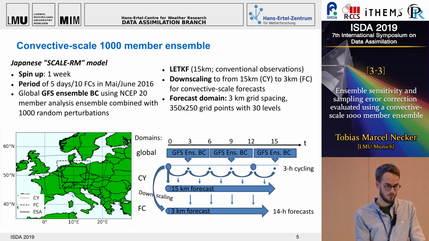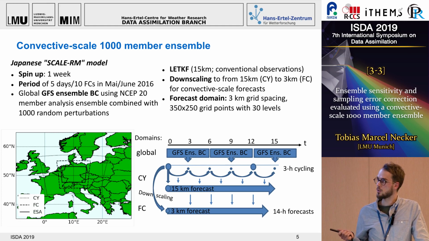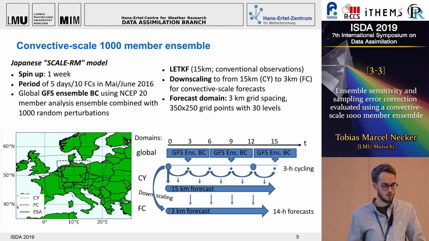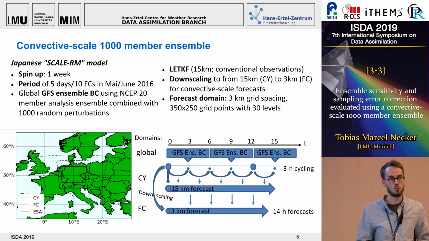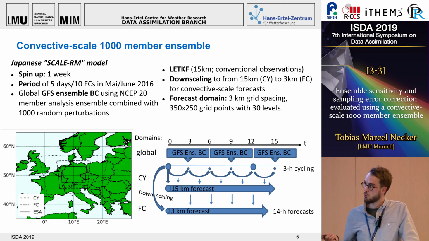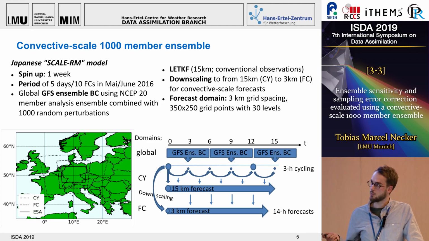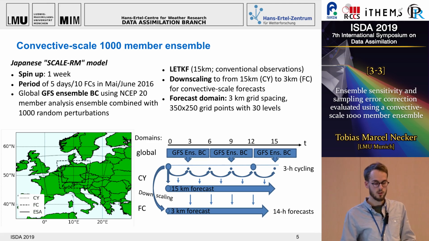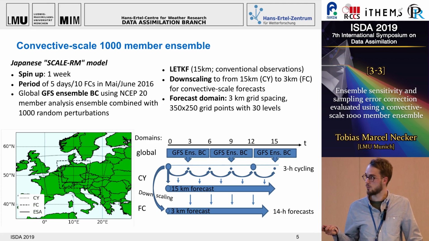How's the ensemble set up? First of all, we initiated the 1,000-member ensemble from a GFS analysis, so an NCEP analysis. We had a spin-up of 1 week, and then we get new boundary conditions every 6 hours. We use the GFS 20-member global ensemble, and the domain is centered over Europe, over Germany. We have a large domain with a grid spacing of 15 kilometers, which is the cycling domain, and we're doing a 3-hourly cycling there.